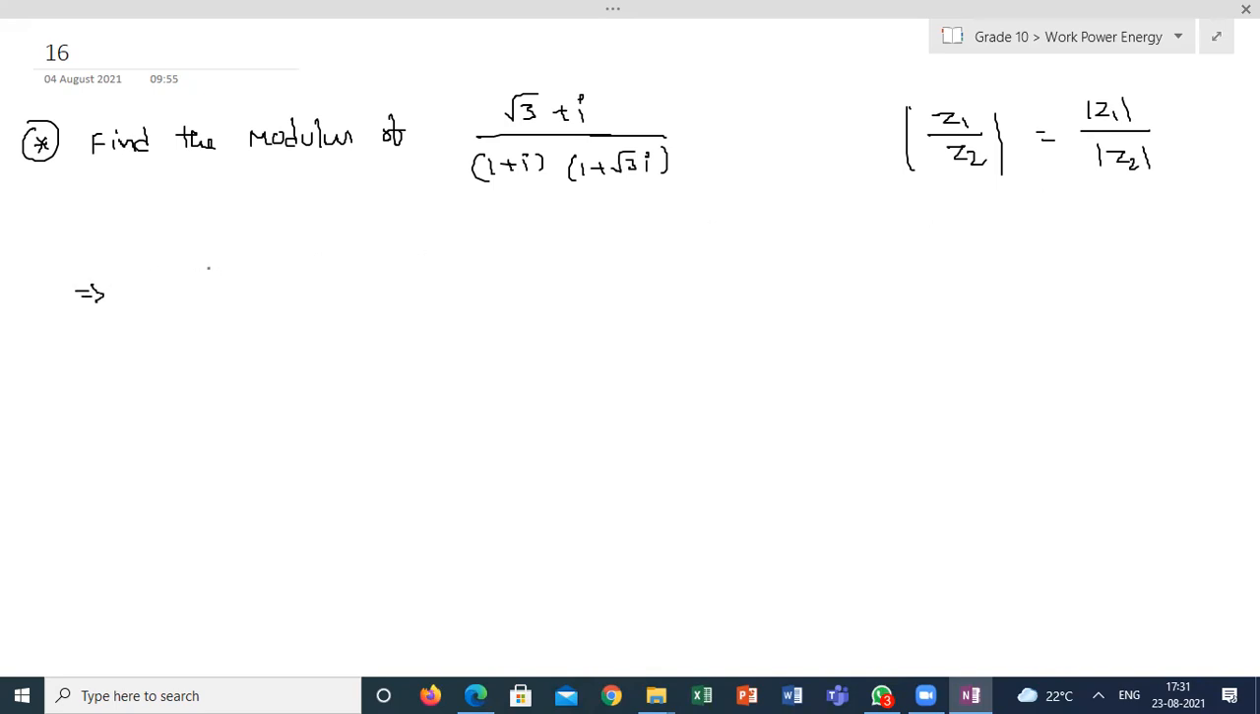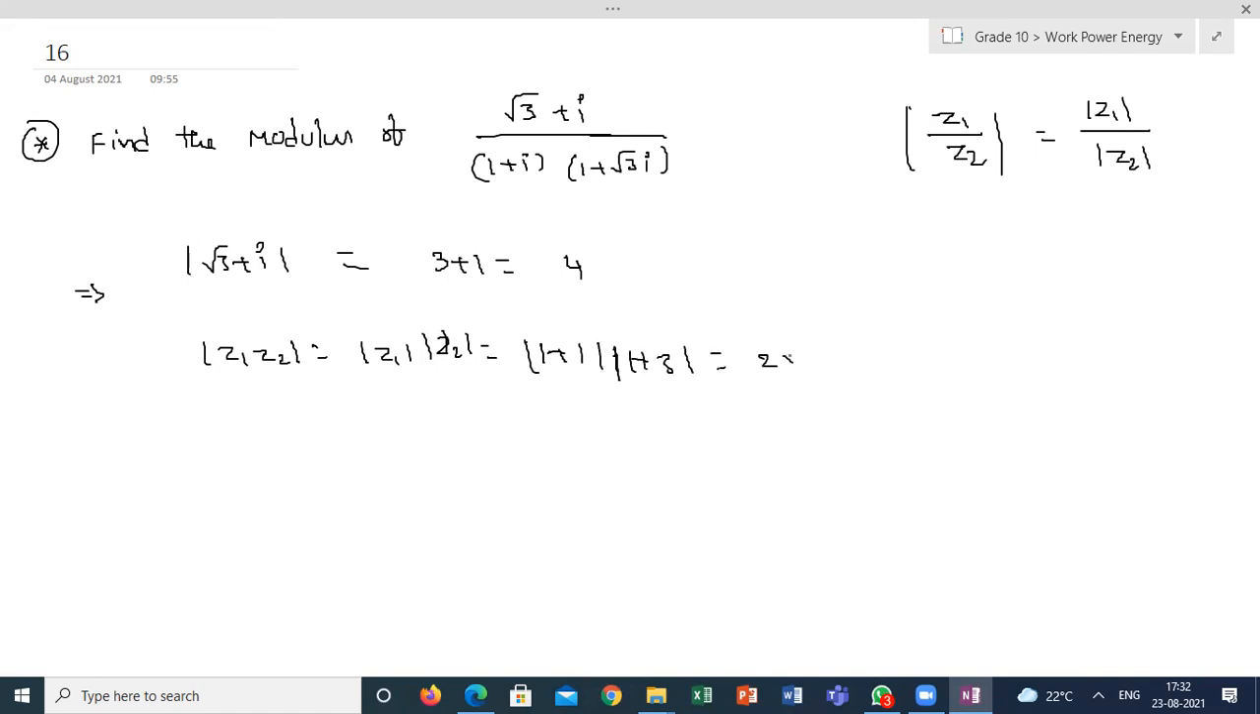What is the simplest form of the numerator? Root 3 plus i. So the modulus of root 3 plus i is root of 3 plus 1, so that is 4. Sir, here we can again find the modulus of 1 plus i and then the modulus of 1 plus root 3 i, and multiply them. Yes, mod of Z1 into Z2 can be written as mod of Z1 into mod of Z2. So 1 plus 1, 1 plus 3. This is 2 into 4, that is 8. So the answer is 4 by 8, which is 1 by 2.